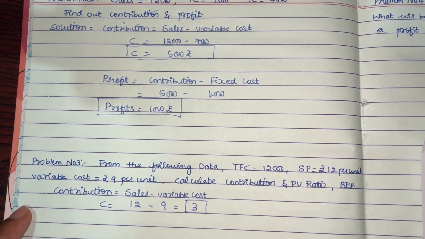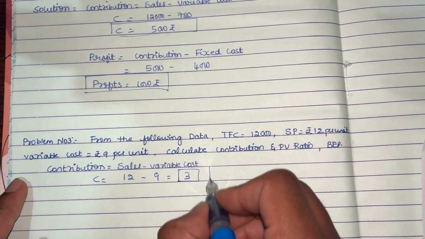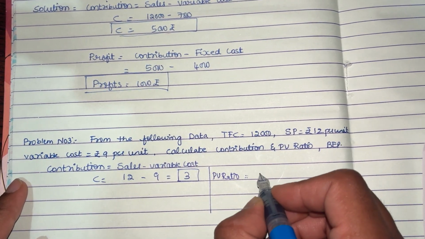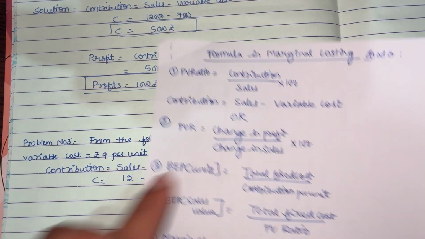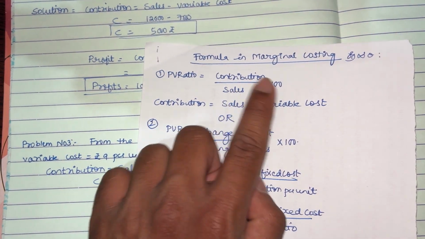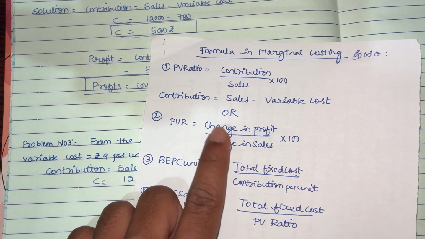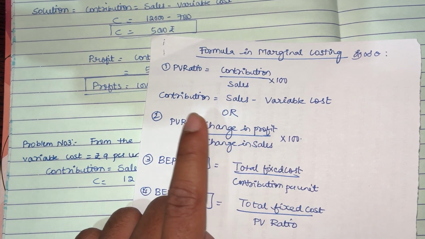Now what is it that they have asked you to calculate? They have asked us to calculate PV ratio, right? How do we calculate PV ratio? We have a formula here: contribution divided by sales into 100. When do we apply this formula? When the information is given for 2 years, that is change in profits, change in sales.